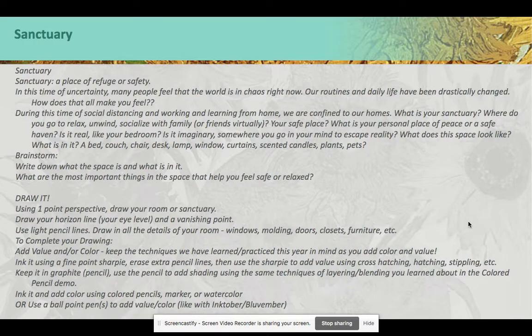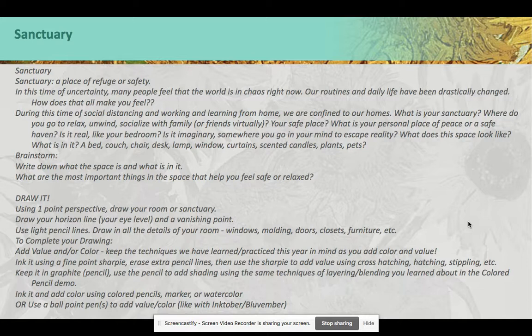So the topic. Sanctuary means a place of refuge or safety. During this time of uncertainty, many people feel that the world is in chaos. Our routines and daily life have been drastically changed. So how does all of that make you feel? And during this time of social distancing, working and learning from home, we're confined in our homes. So where do you go? What is your sanctuary? Where do you go to relax, unwind, or socialize with family or friends?